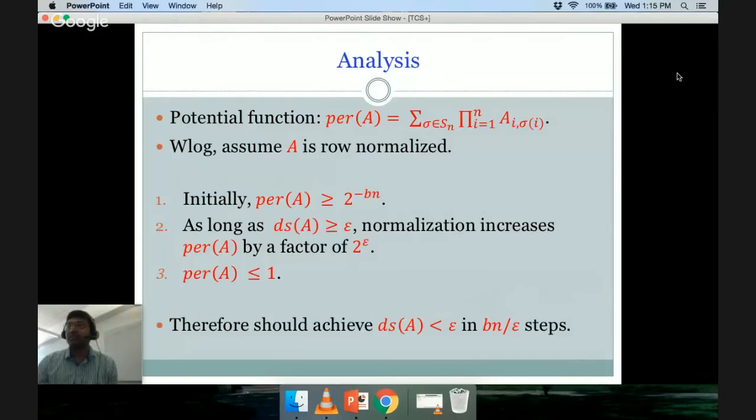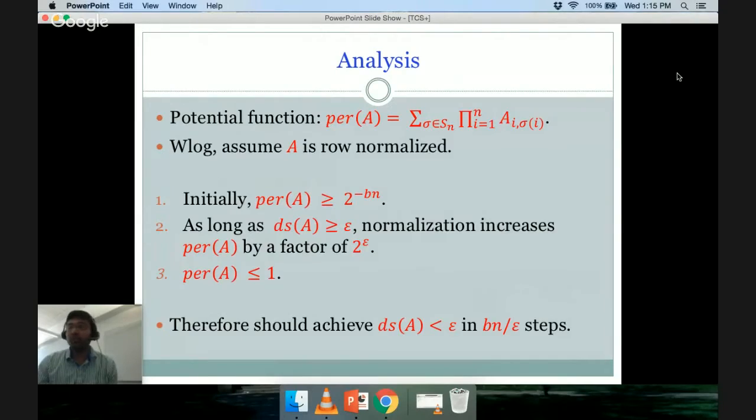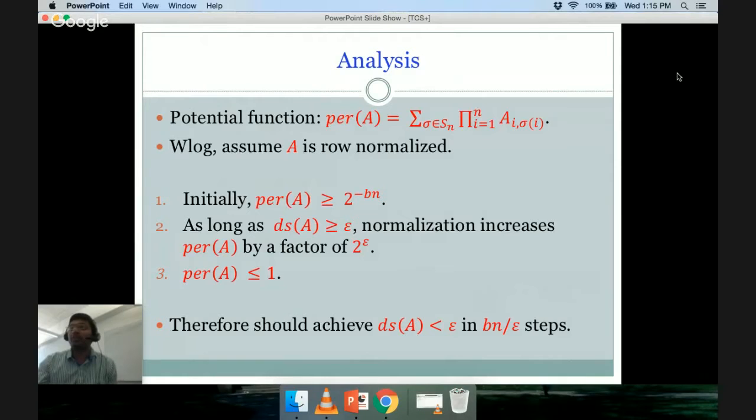Actually, I have a question then. Initially, if there's a lower bound on the permanent, then the initial potential function is something. Yes. But every time you do this normalization, the potential function must increase by 2 to the epsilon. Does that use non-negativity of the entries? No, that doesn't use non-negativity of the matrix. As Oded pointed out, when you do the normalization, you multiply A by a diagonal matrix R, and the permanent of A increases by the determinant of R. As long as you're far from doubly stochastic, it can be proved that the determinant of R has a lower bound of 2 to the epsilon. I see, good.